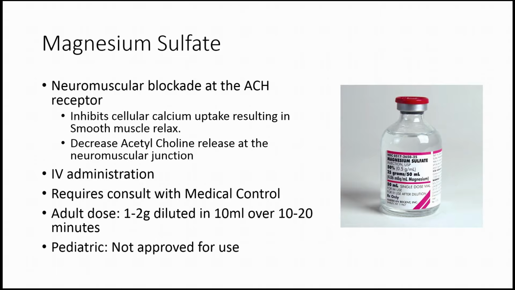Magnesium, this is neuromuscular. There's thought to be two types of effect. One is neuromuscular blockade at the acetylcholine receptor, which inhibits calcium uptake, resulting in smooth muscle relaxation. Don't worry, you don't need to memorize that. And then it also has some decrease in acetylcholine release at the neuromuscular junction. So it inhibits, it's the same reason it's a tocolytic. We use it for interrupting pregnancy or slowing down labor. You can give people magnesium, okay? Because it is a smooth muscle relaxer.